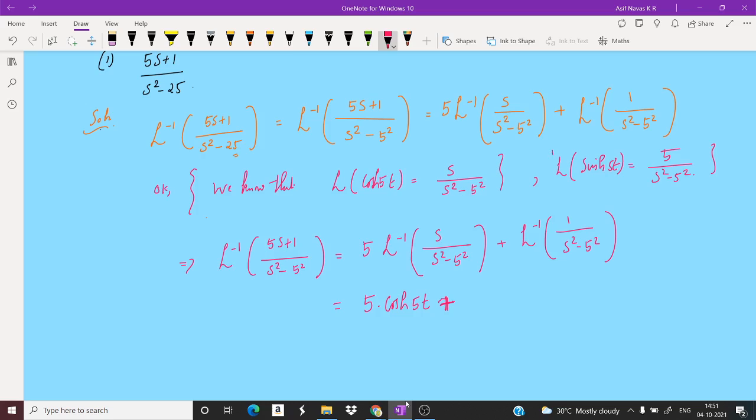Okay. Now I have here L inverse of 1 by s square plus 5 square. So I am taking 1 by 5 outside plus L inverse of 5 by s square minus 5 square. So this is 1 by 5 into 5, 1, right? So this is 5 cos h 5t plus 1 by 5 times L inverse of 5 by s square minus 5 square, which is sin h 5t.